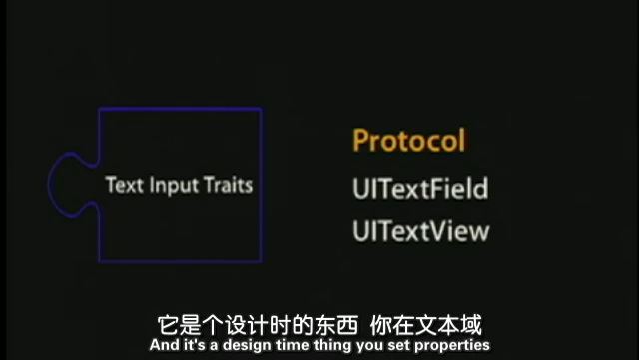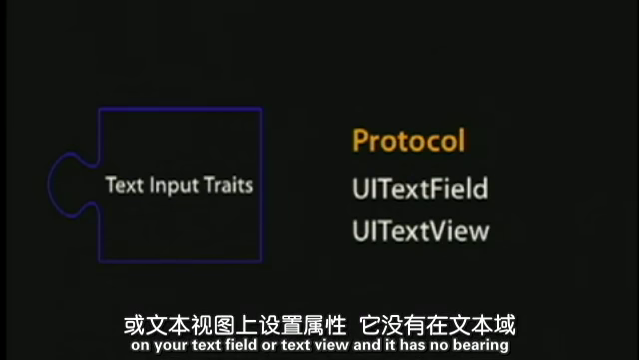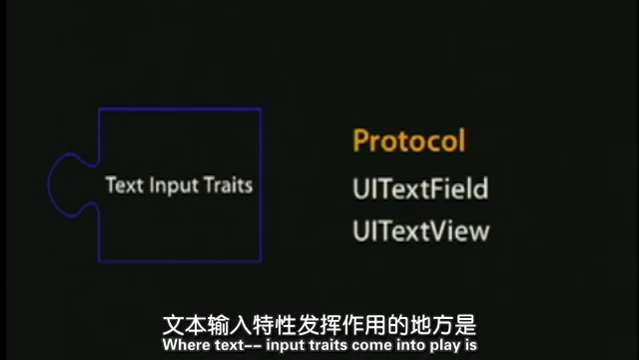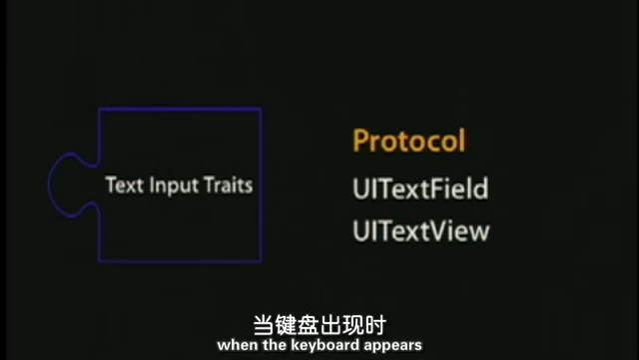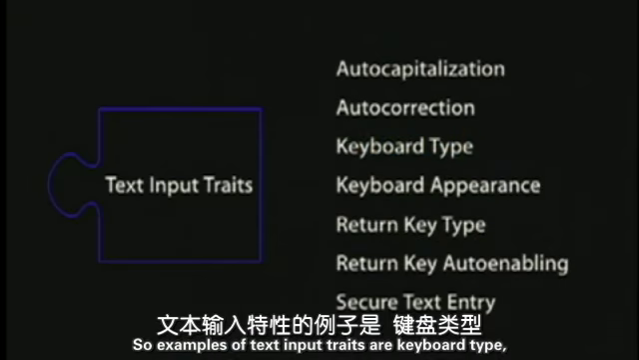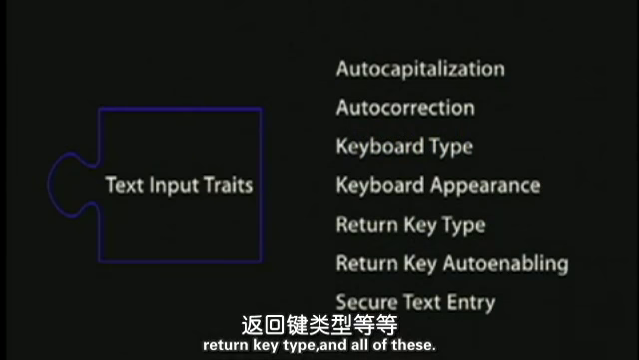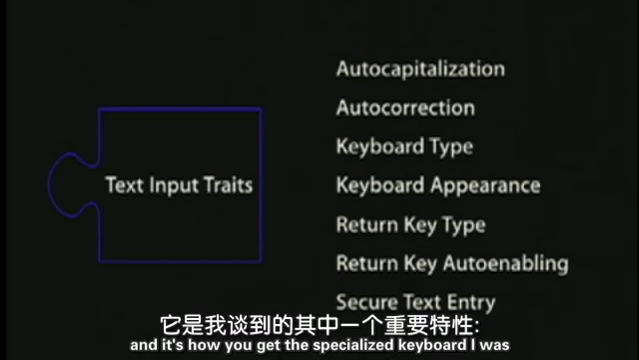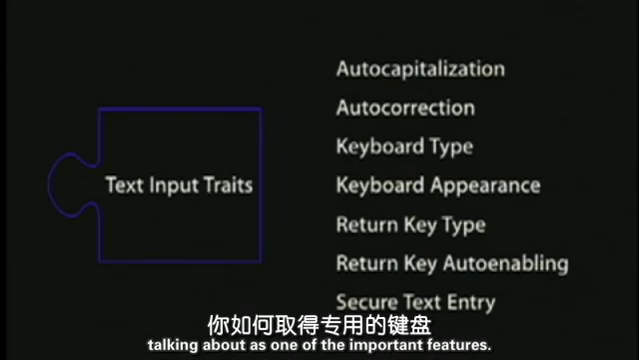You set properties on your text field or text view, and it has no bearing on the text field or text view itself. Where text input traits come into play is when the keyboard appears. And text input traits are how you would customize the appearance of a keyboard. So examples of text input traits are keyboard type, return key type, all of these. And it's common to both of the text container classes, and it's how you get the specialized keyboard I was talking about as one of the important features.